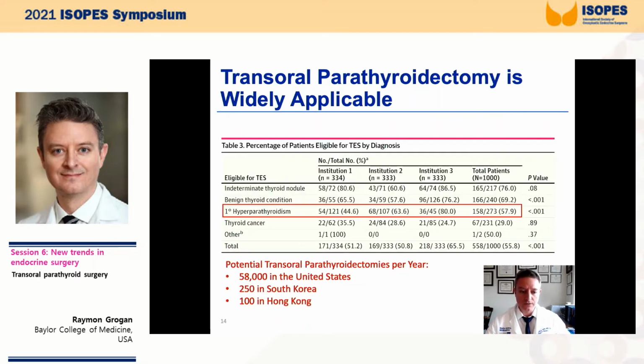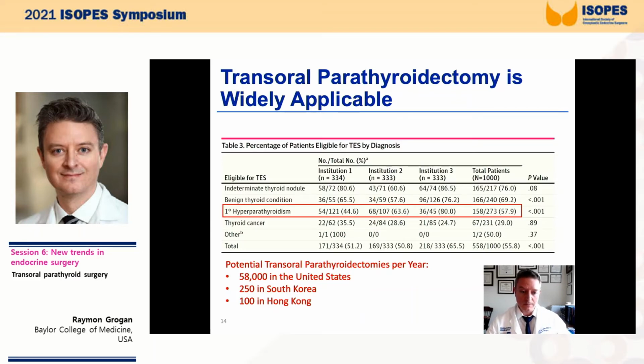And here's what we found. You can see here in this red box that essentially 57.9% of all primary hyperparathyroid cases that came through our clinics were eligible for the transoral approach. That's over half. So in the United States, that translates into a lot of opportunity there. Almost 58,000 parathyroidectomies are likely possible to be done each year in the US via the transoral approach.